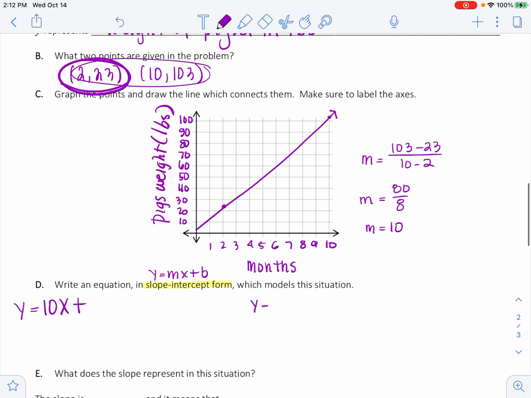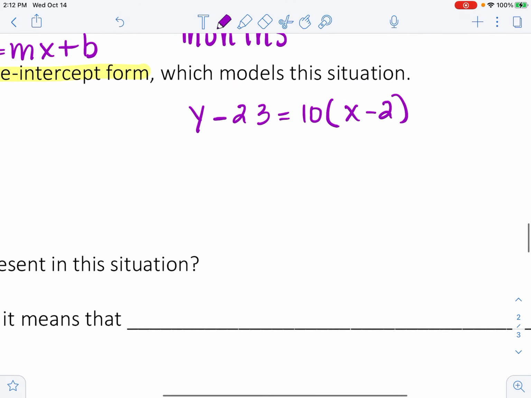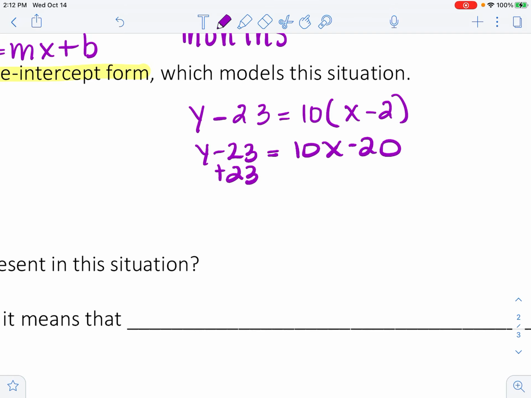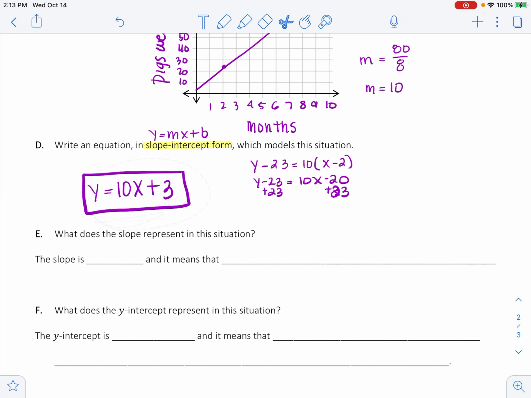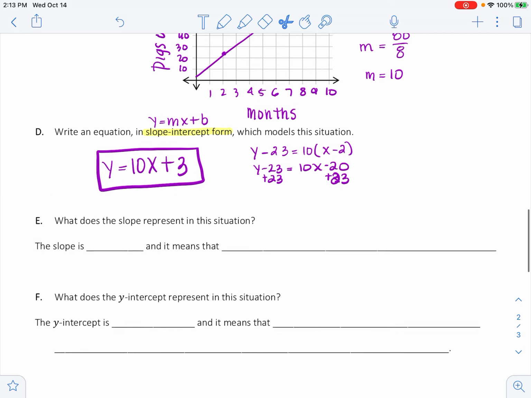So I'm going to do y minus, and I'm going to pick one of my points. I'm going to use 2, 23. Y minus 23 equals m, which was 10, times x minus x1, which is 2. And now I'm going to convert this into slope-intercept form. So I'm always going to start in point-slope, then move to slope-intercept. Y minus 23 equals 10x minus 20. And then I'm going to add 23 to both sides. Oops, 20, 23. So I get y equals 10x plus 3. And there's my equation in slope-intercept form.